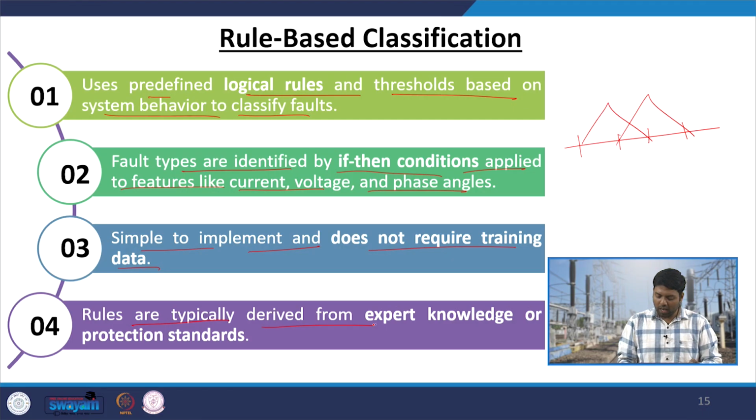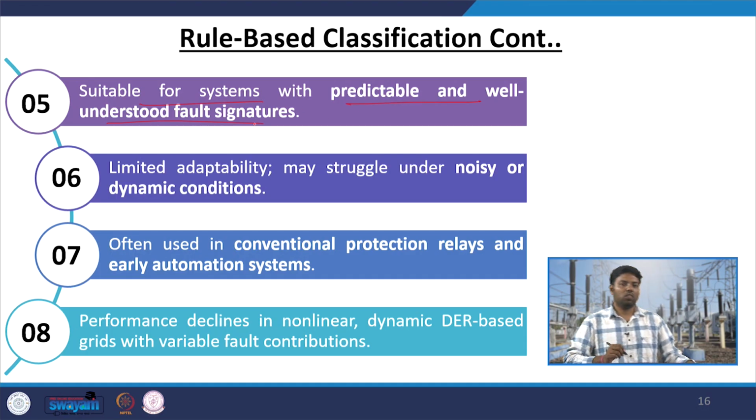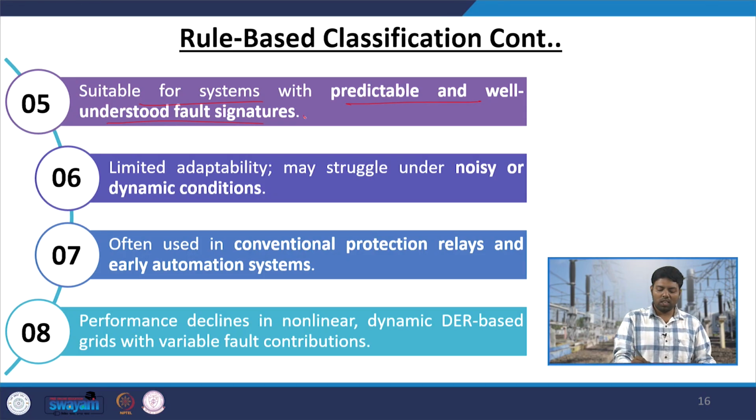Rules are typically derived from expert knowledge or protection standards. Suitable for systems with predictable and well understood fault signatures. So, that if then rule you can set only when you know the system very well, that you know at which fault condition what is the voltage, what is the phase angle. If you know them correctly, then only you can set this if then rule properly.